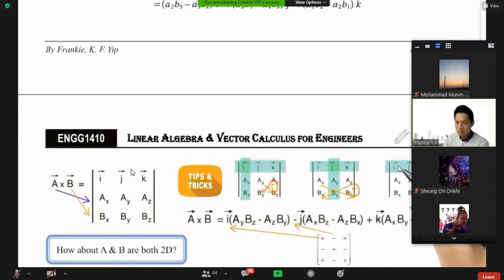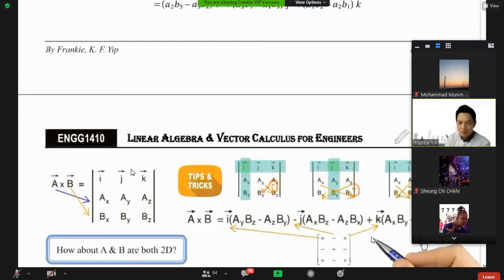And how about the last one? The last one is also the same. I hide the row including k and the column including k. So I use the small golden fish again: AX times BY minus AY times BX. So I write it down here. How about the sign? Because k is in the positive region, I just add it. Got it? I think it's very easy.